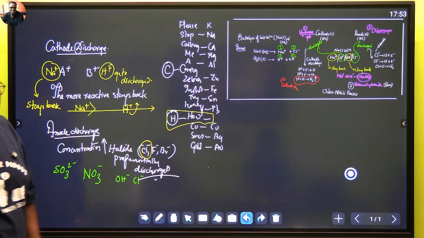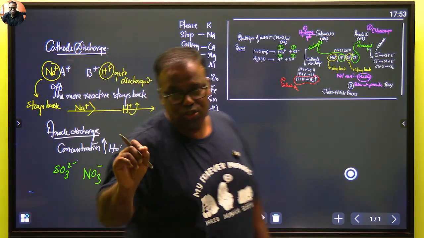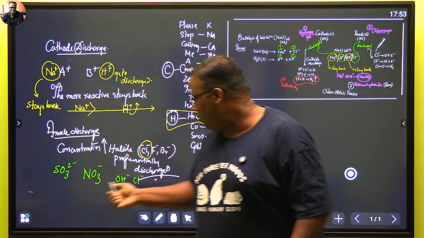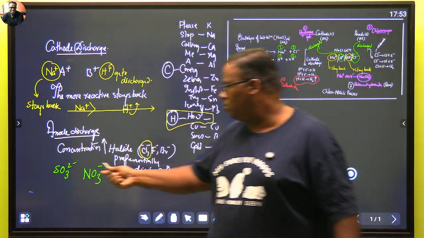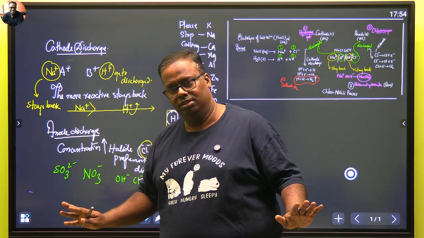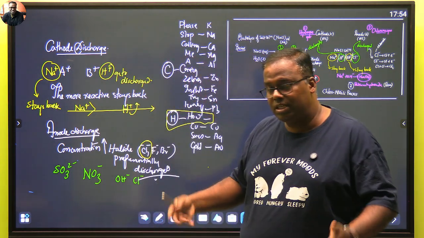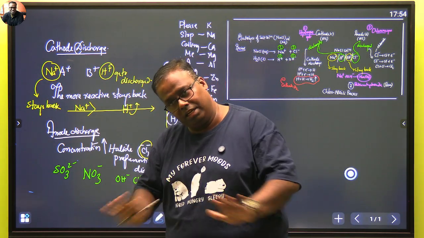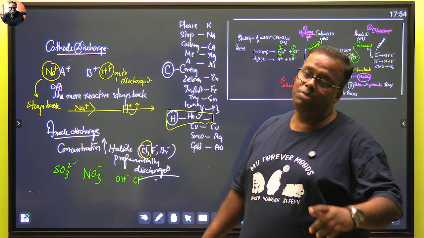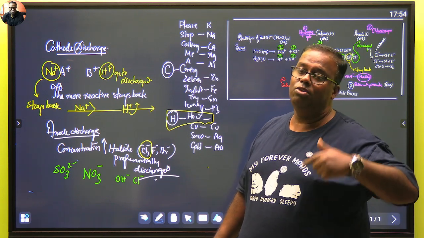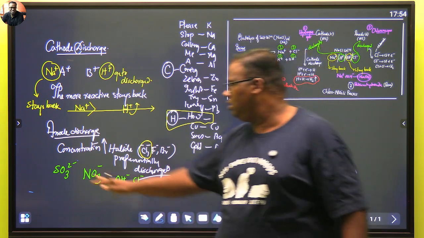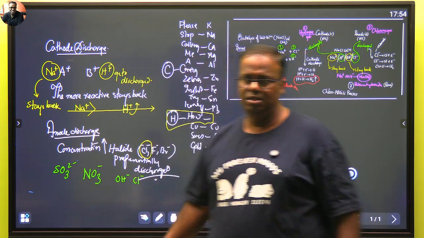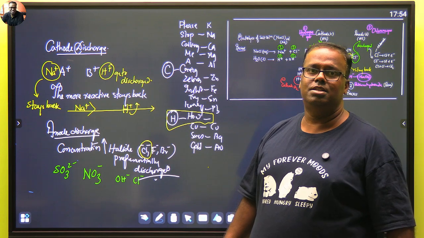Let us understand once again. If I am a strong solution, then anyway, based on concentration, chlorine gets discharged. SO3 is out of the race. Had the acid been nitric acid, nitrate is out of the race. Had it been a weak solution, then OH minus goes away. These never get a chance.